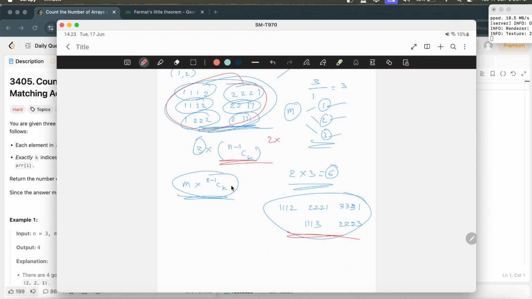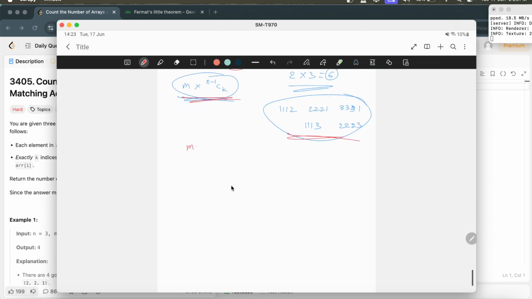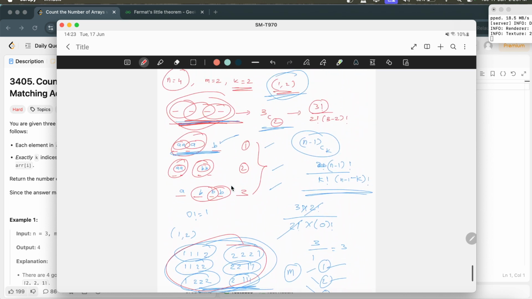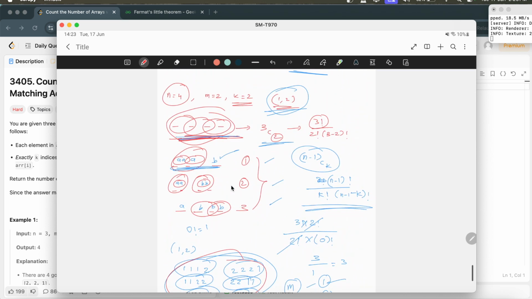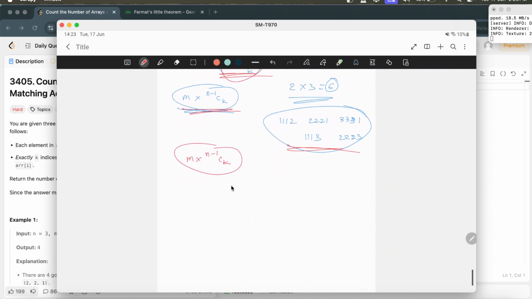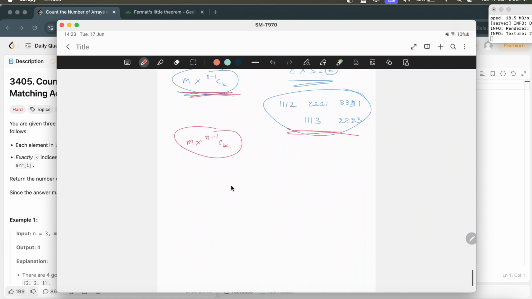Whatever the m value that we have, those values we can fill out in this one, and whatever combinations we got, with those combinations we can multiply directly by m. So far the answer is m into n minus 1 c k. That is the answer that we got so far. Now the problem is, again we have to see what the left out elements are. The left out elements can also be filled with anything. So we derived this formula.